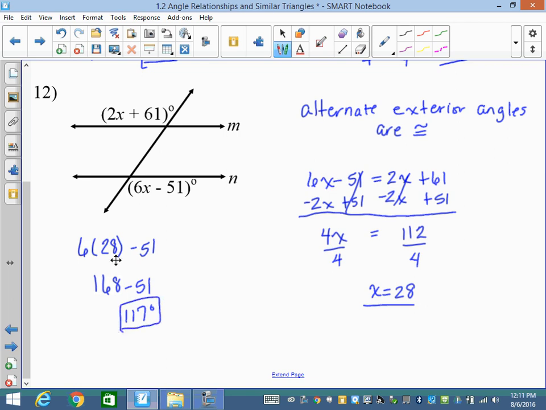I will let you double check the 2x plus 61. Obviously, if you do, pause. But do check it. Make sure, check my math, even though, we all know I'm right. Do check my math.